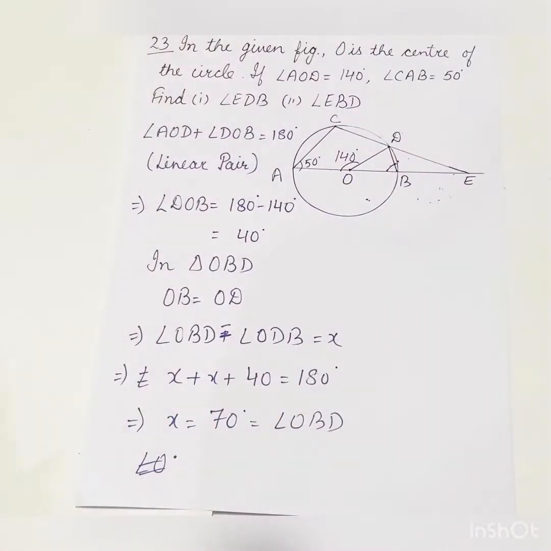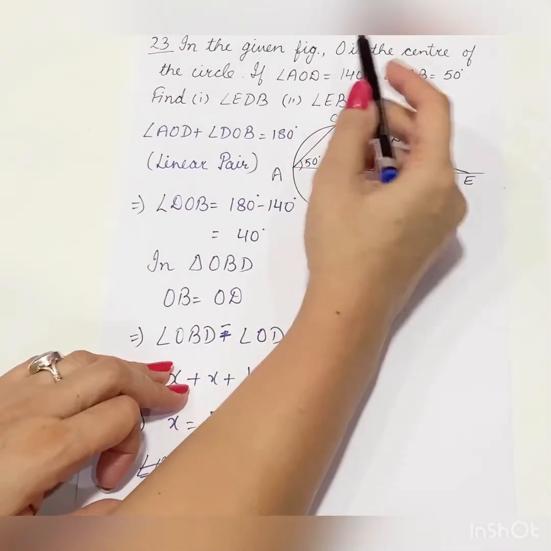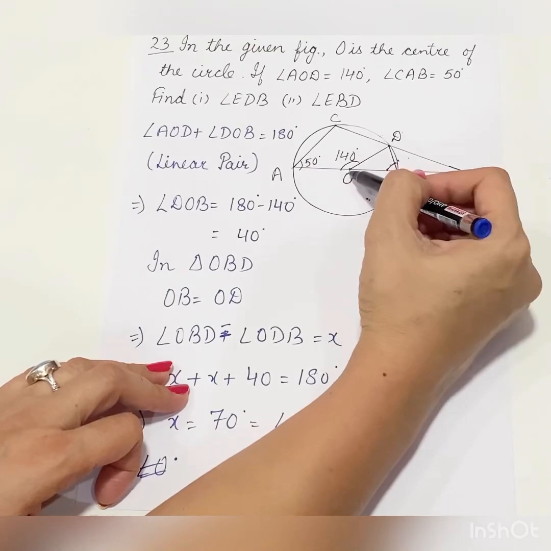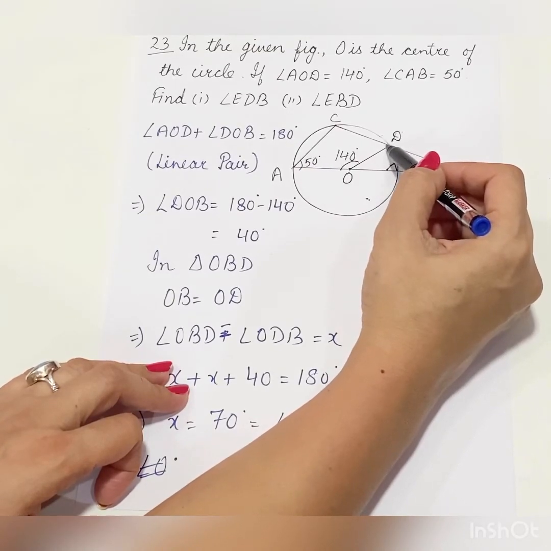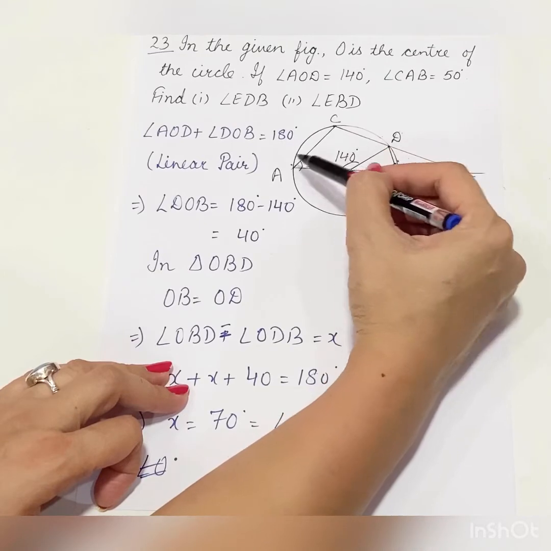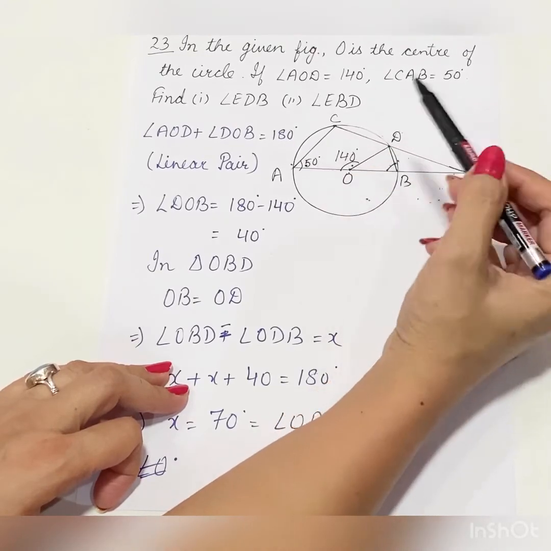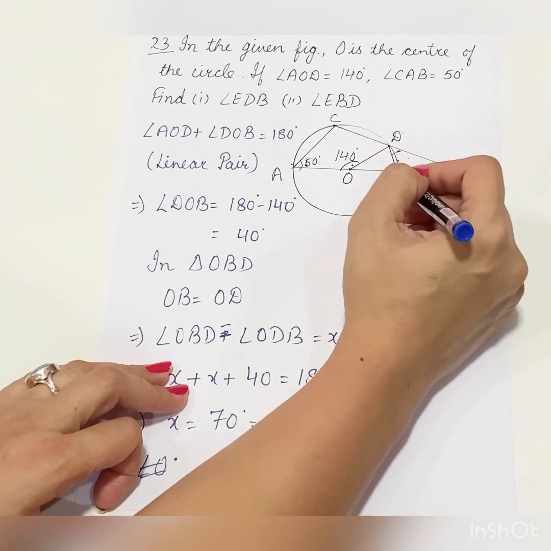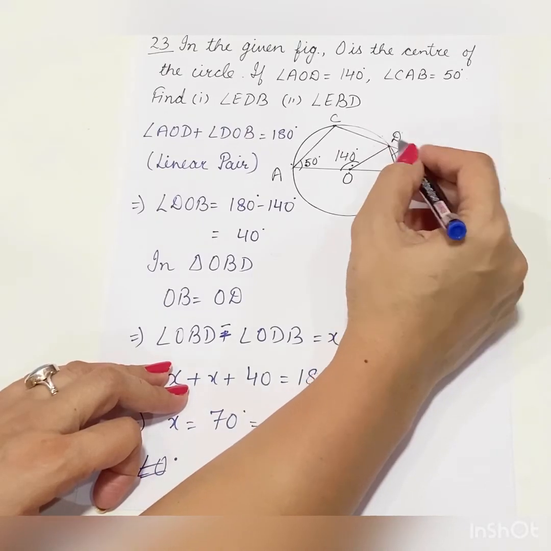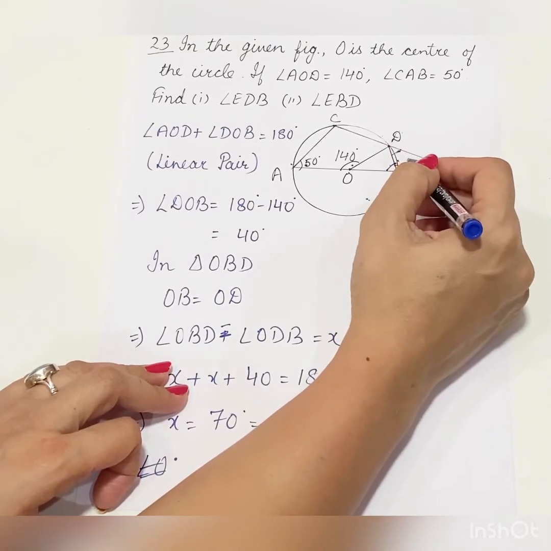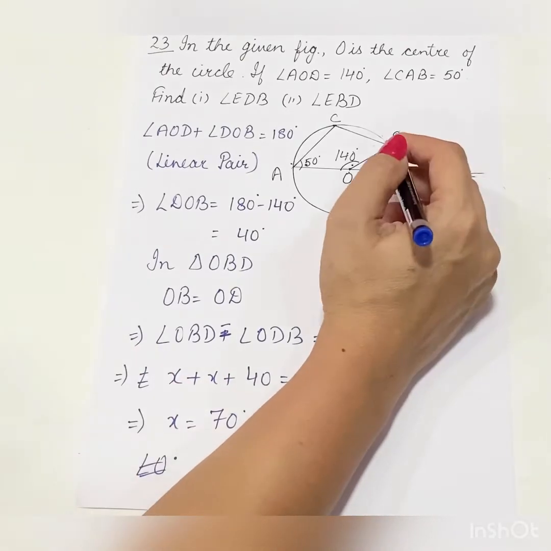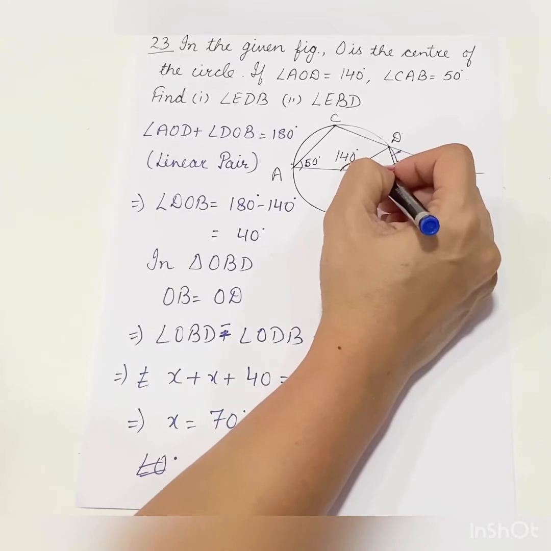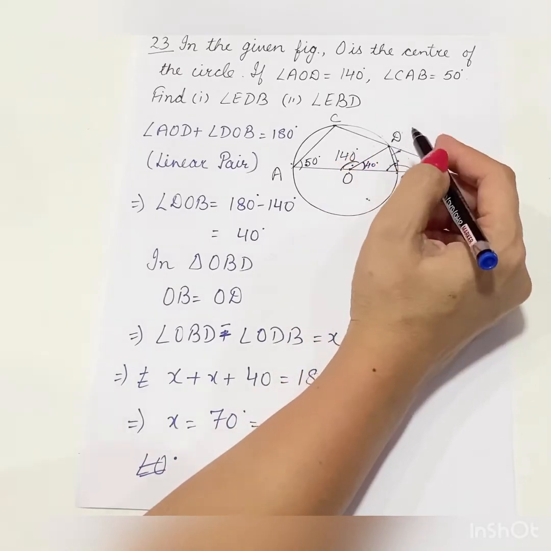Next, we have question number 23. In the given figure, O is the center of the circle. If angle AOD is equal to 140 degrees, angle CAB is equal to 50 degrees, find angle EDB and angle EBD. These angles you have to calculate. So first, this angle is 140 degrees. This angle will come out to be 40 degrees by linear pair property.